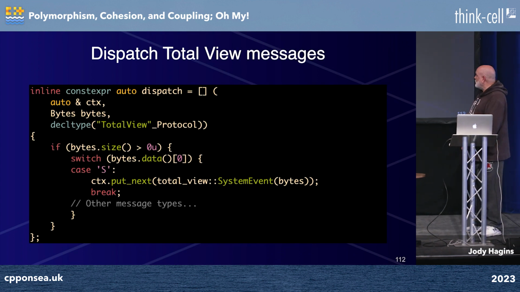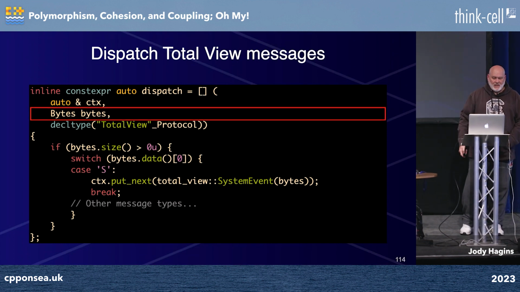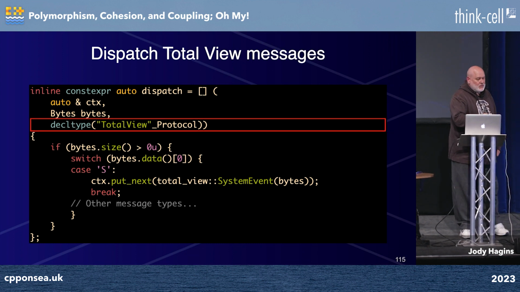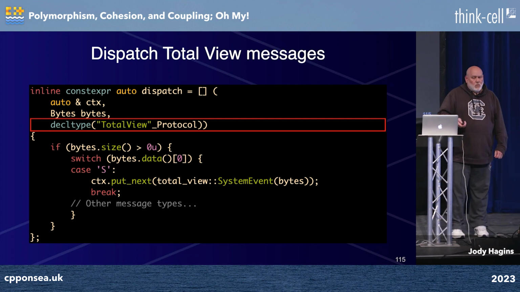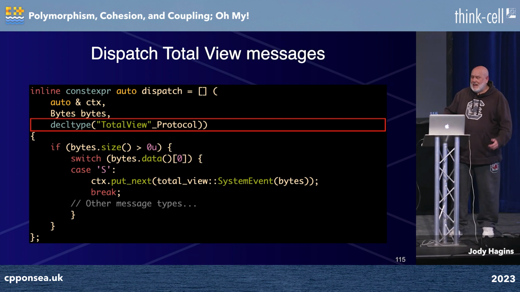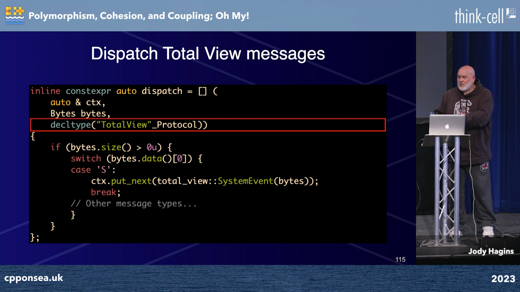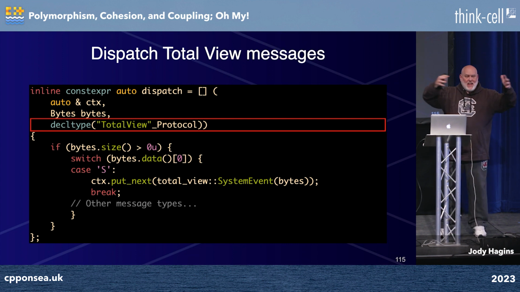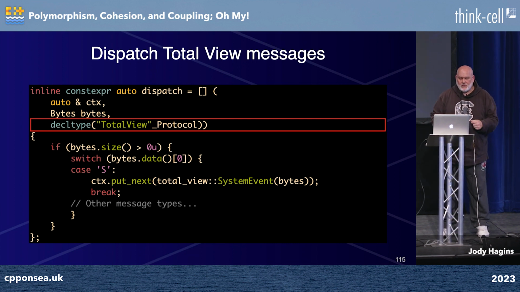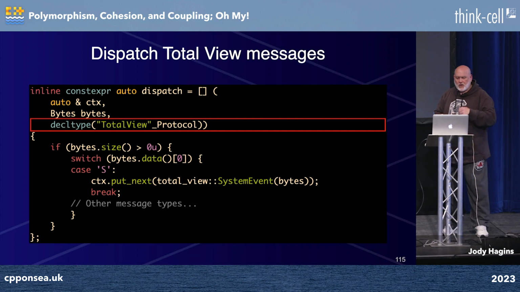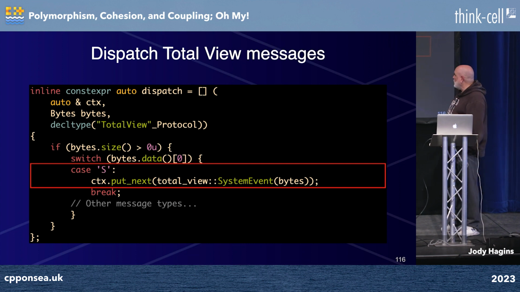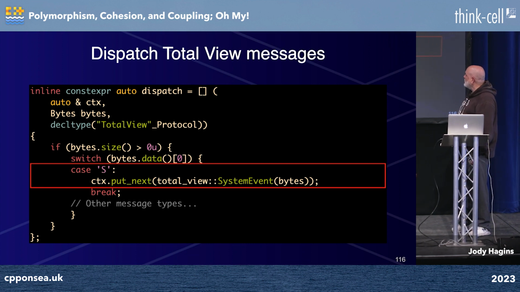So this is our module that'll dispatch TotalView messages. We've got our framework context and just some generic bytes. And now we're looking at this TotalView protocol, right? How do you prevent this from getting called with just any set of bytes? Well, this is how. It'll only ever get called if it sees a set of bytes and in that glom of arguments that it has, one of them is TotalView protocol. Okay, and so this will get called. And basically we then just put a TotalView system event. Okay?